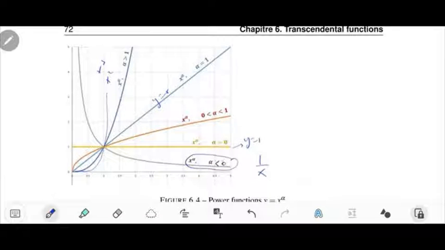And if alpha is between 0 and 1, it's the case, for example, of radical x, then it goes like this. It's parallel to the x-axis.